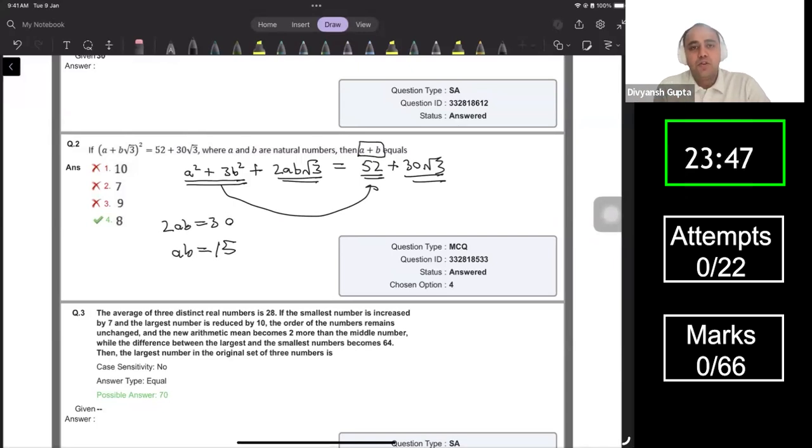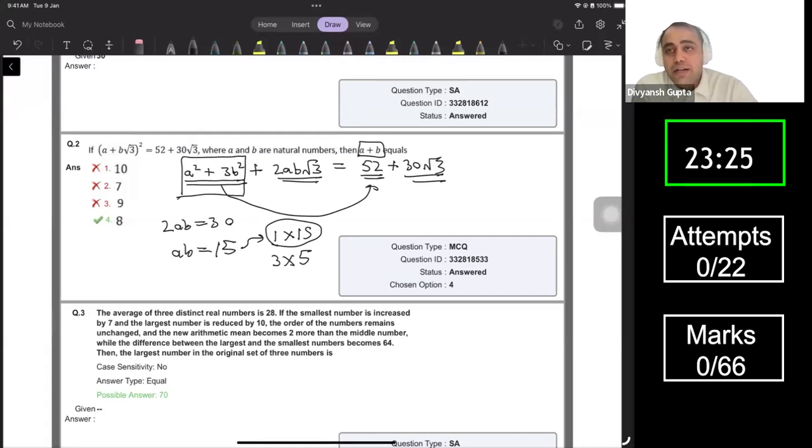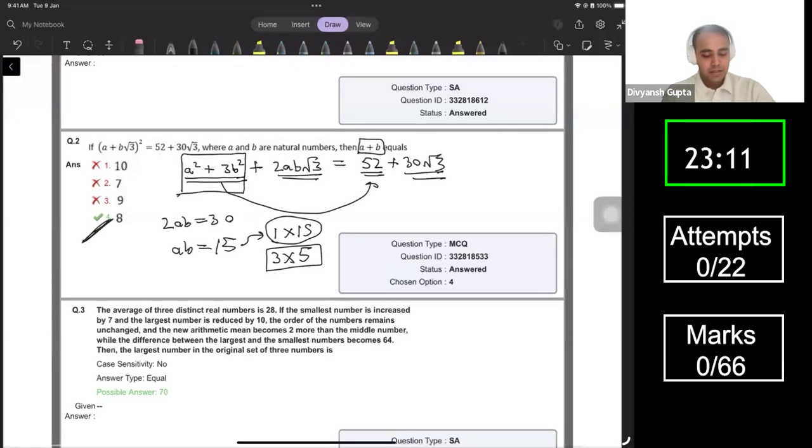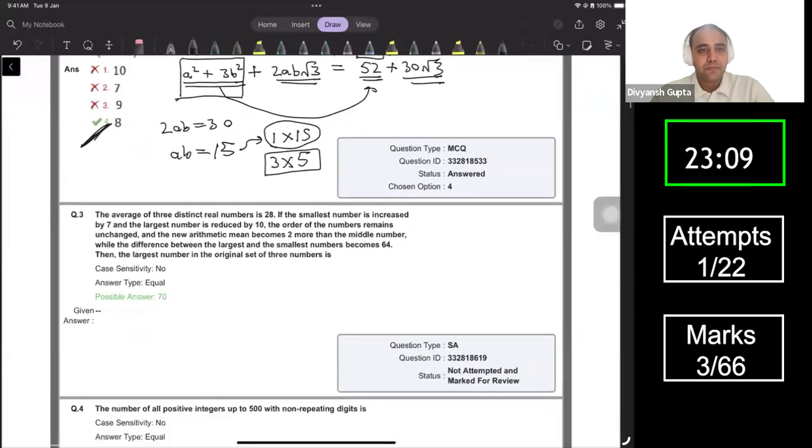So a into b is equal to 15, and a and b are natural numbers, which means a into b can be written as either 1 into 15 or 3 into 5. The first option will not work because if either A or B is equal to 15, then the expression A square plus 3B square will be greater than 225, and in turn greater than 52. So the only possible allowed case is 3 into 5. This we can live with. We don't need to find the actual values of A and B because we need to find A plus B, which is 3 plus 5 equal to 8. Done. Let's move forward.